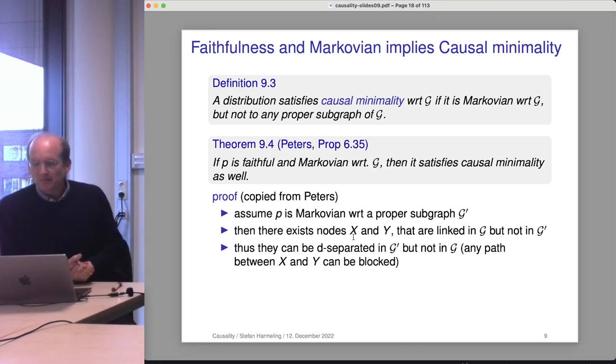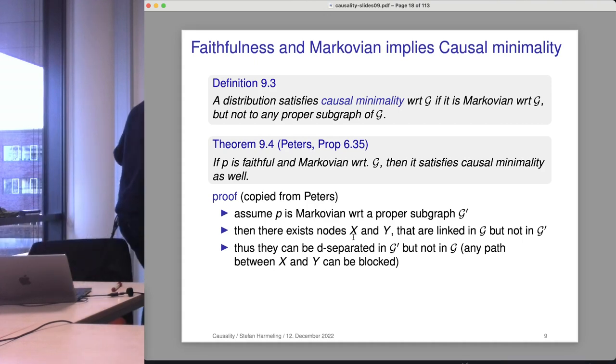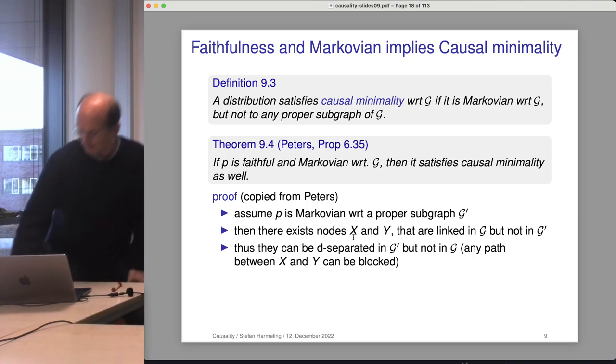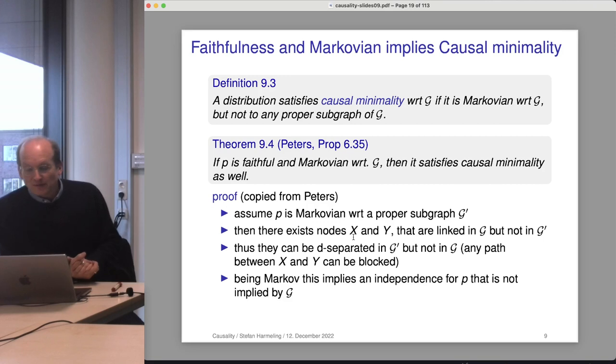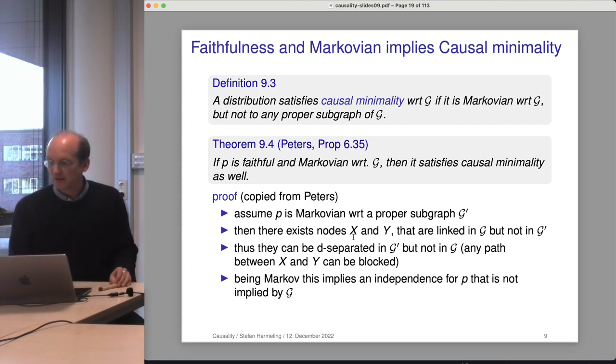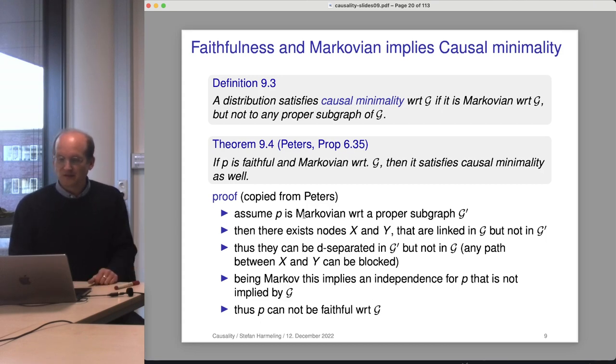So they can be d-separated by some set in G prime. Oh, I better switch it on again. Since I assume that it's Markovian with respect to G prime, it implies that there must be an independence in P. However, this independence is not implied by G because there was an edge between X and Y. So I've shown that P cannot be faithful with respect to this graph G. I have one assumption and another assumption, and if I assume the opposite of causal minimality, one of them must be wrong. So it's like a proof sketch. It's not completely rigorous, but it gives the idea.